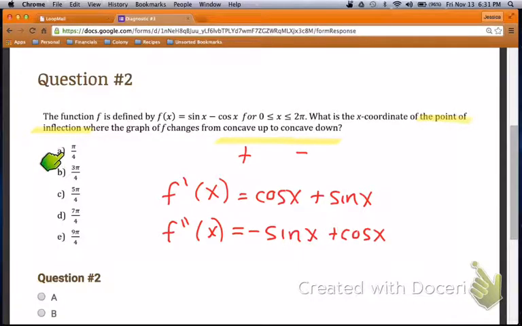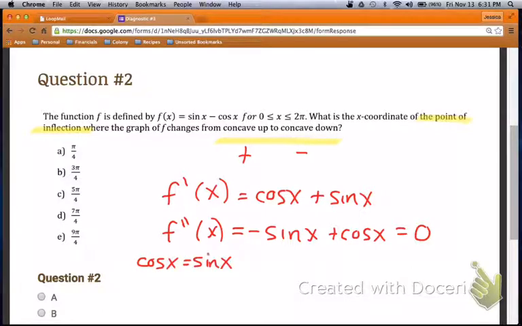So I'm looking for a point of inflection. So on the second derivative, I'm trying to figure out where this equals 0. In order to solve that equation, I can add this sine of x over to the other side. So I'll have cosine of x equals positive sine of x. So I'll start writing it over here. Cosine of x equals positive sine of x.